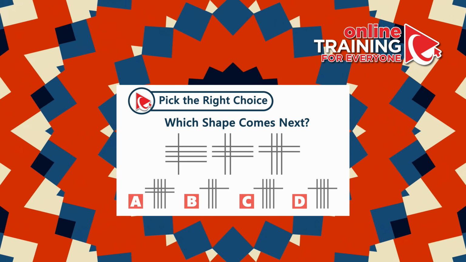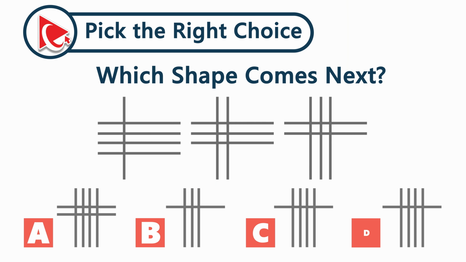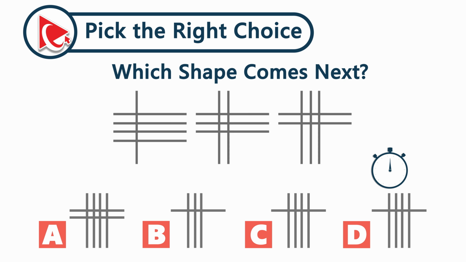Patterns are everywhere, from nature to numbers. Let's test your eye for details. You're given a sequence of shapes. Each has a mix of vertical and horizontal lines. Can you identify what comes next in this evolving pattern?